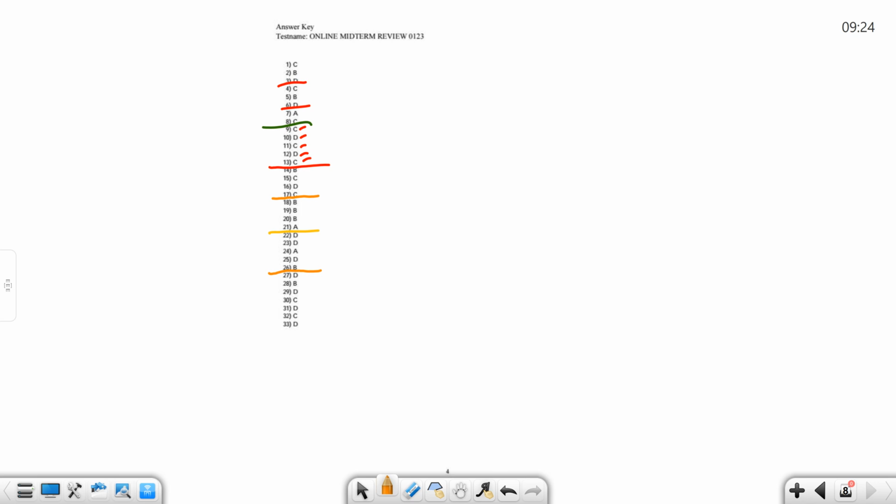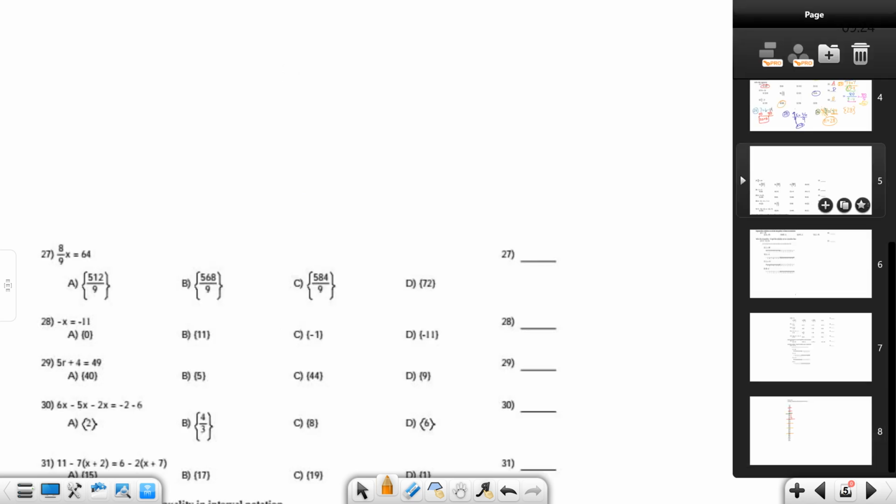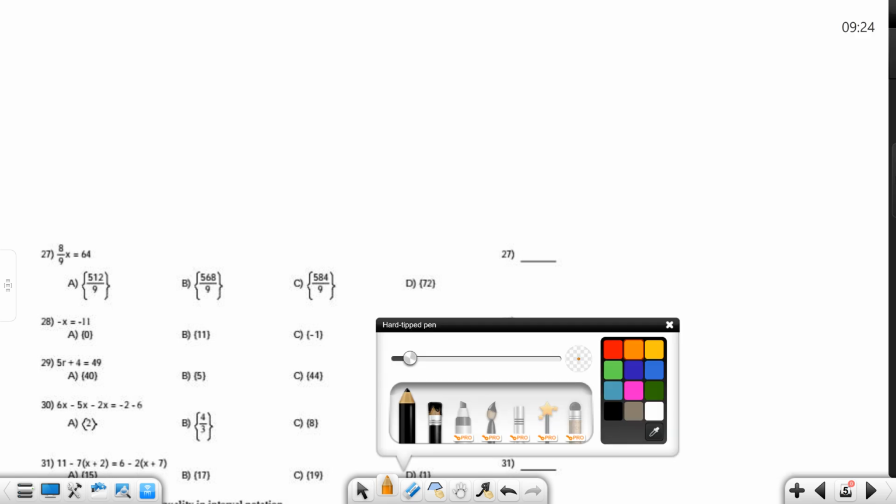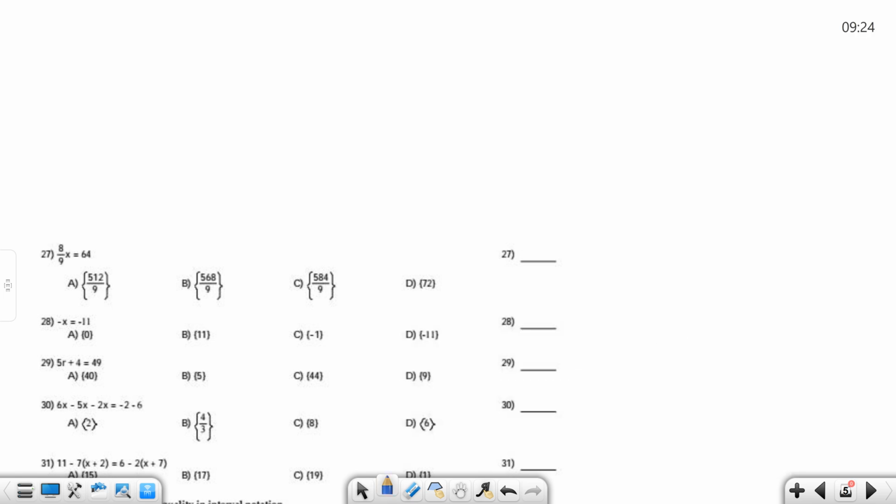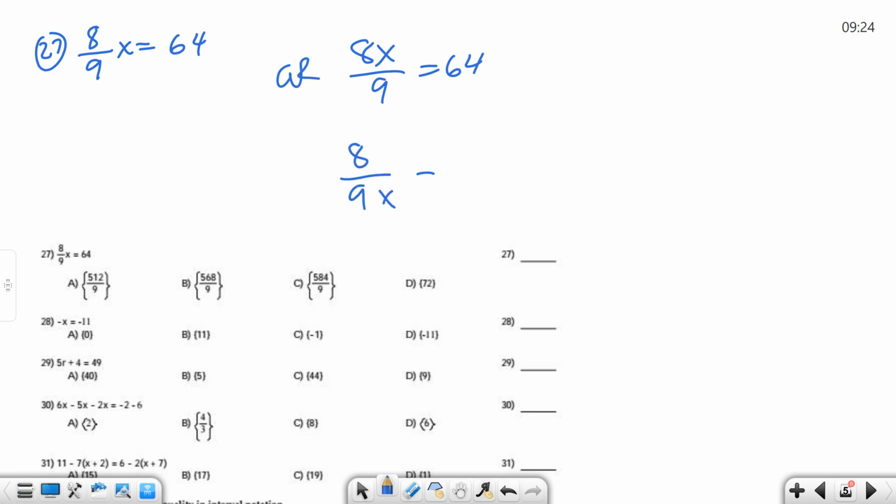So now we just have a few left on the third page. So we'll start here with those. This is 27: 8 ninths x equals 64. By the way, you could have written it this way. That's okay. Now if you wrote this, that is wrong, okay? The x is not in the denominator. It's only in the numerator.